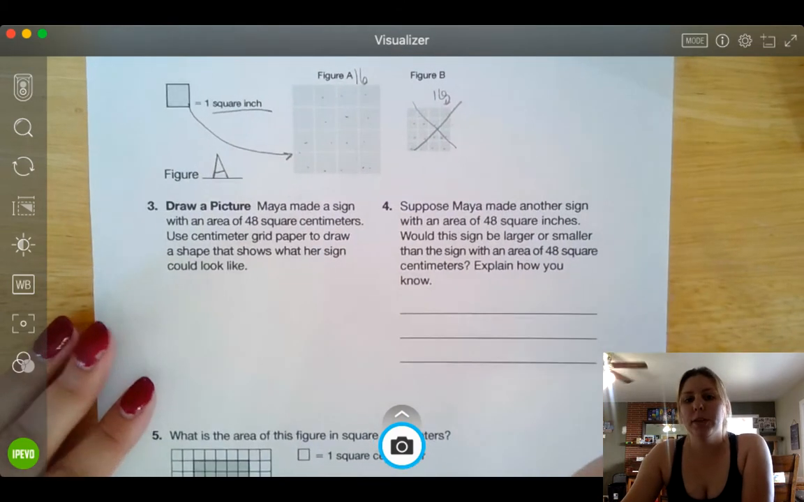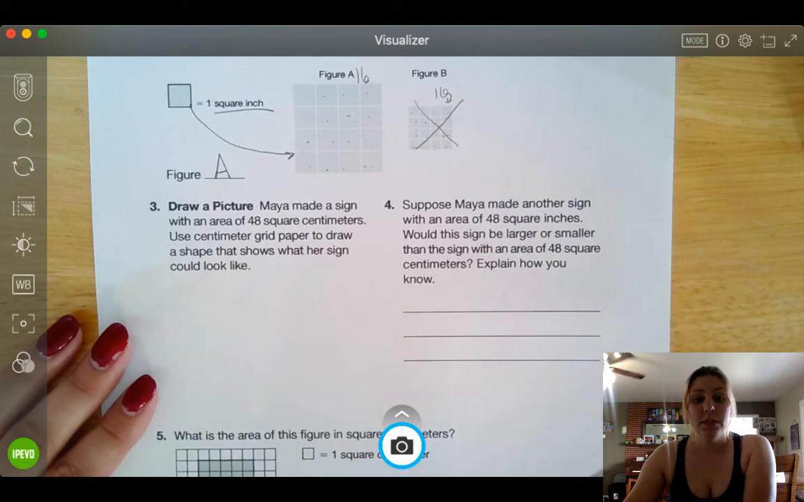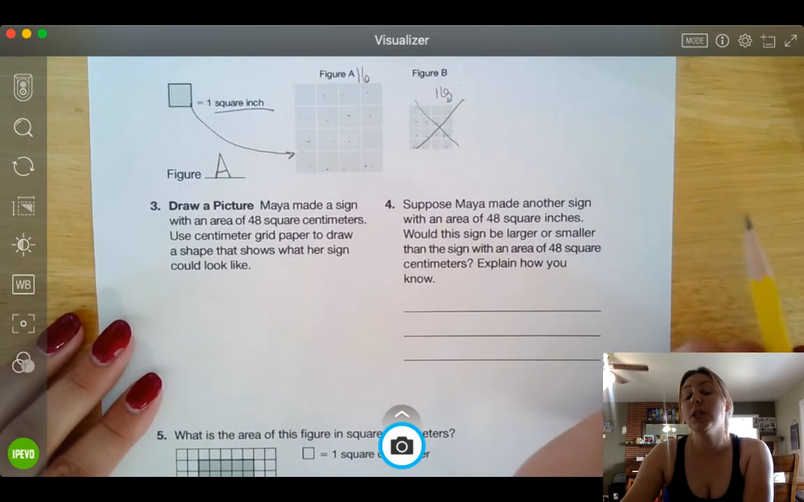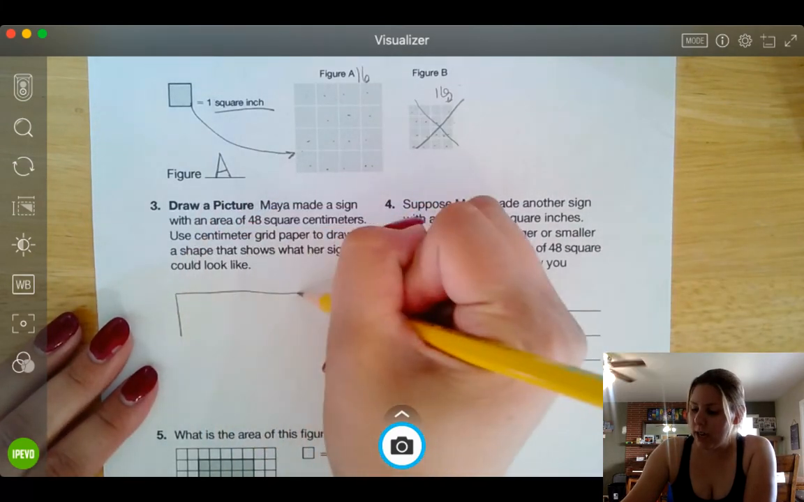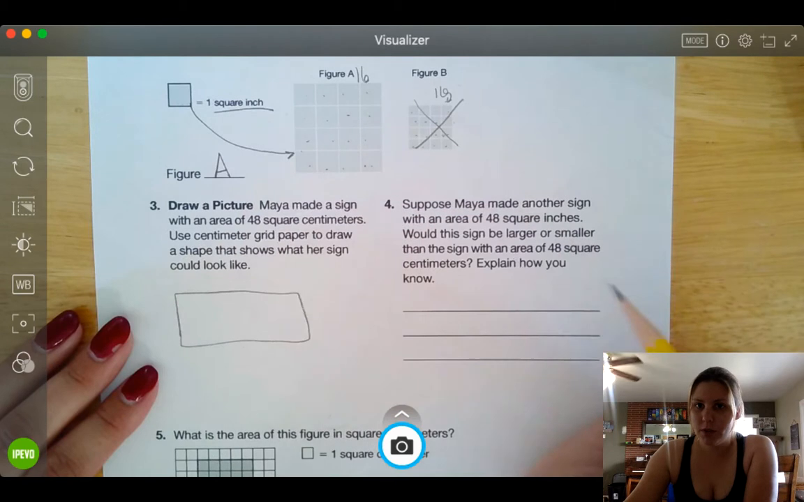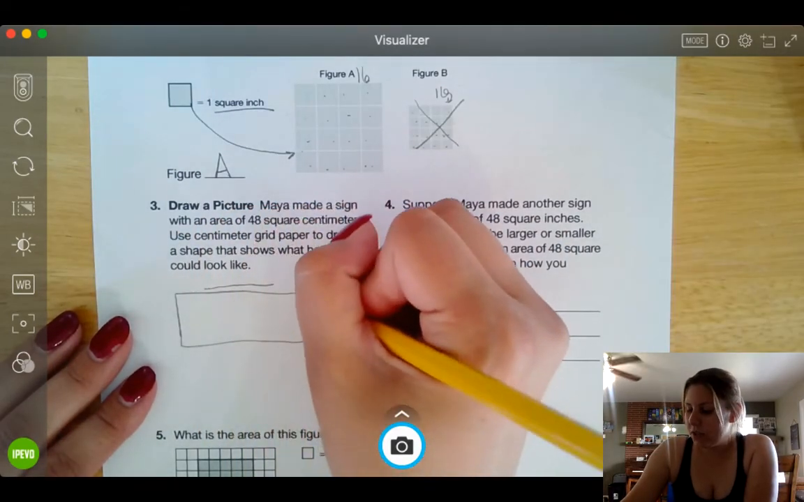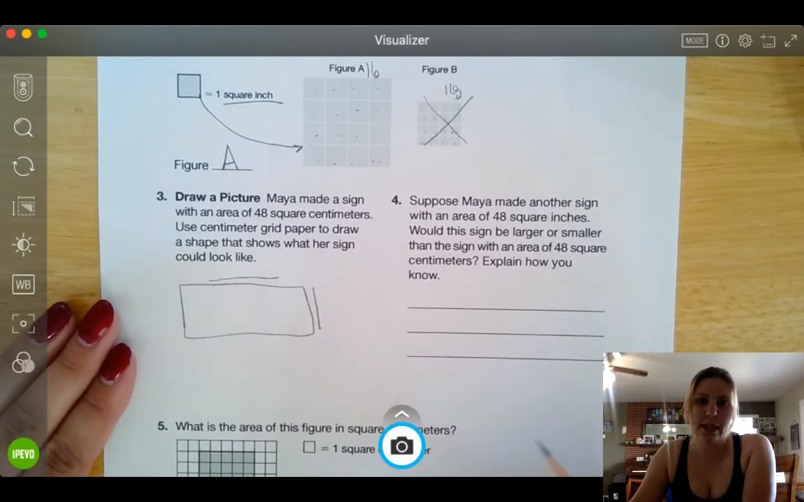Number 3, draw a picture. Maya made a sign with an area of 48 square centimeters. Use centimeter grid paper to draw a shape that shows what her sign would look like. Now, I gave you on your worksheet a rectangle to work with. And I said that this was your length, and this right here was your width. And I said to give me the side lengths for it.